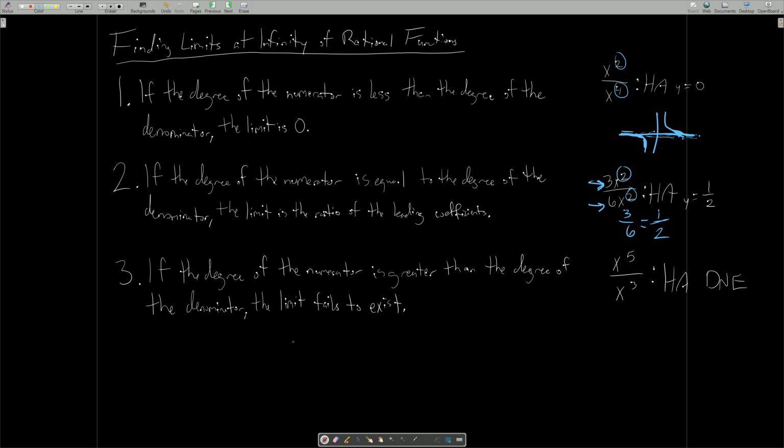Now, if the degree of the numerator is greater than the degree of the denominator, the limit fails to exist. So since here 5 is greater than 3, and it's on the top, the limit is DNE. And what the graph is usually going to look like is it might look something like this. There's no horizontal asymptote exactly, because this function keeps going on forever towards negative infinity and towards positive infinity in both directions.